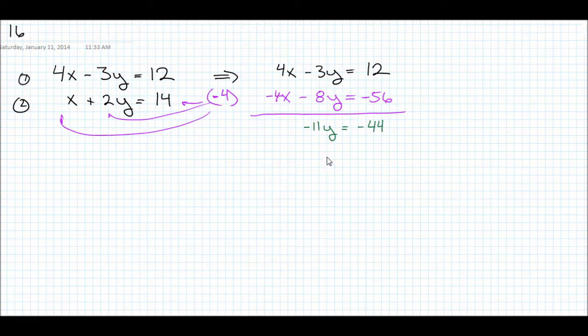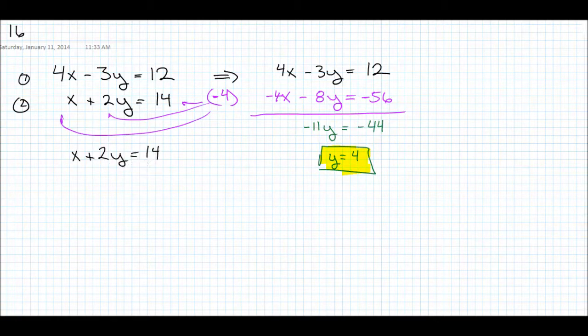Divide each side by negative 11. y is going to equal 4. Again, we're not done with this equation. We've just solved for y. Now we've got to solve for x. By inspection, it looks like equation 2 would be the best one to use, so let's rewrite equation 2: x plus 2y equals 14.